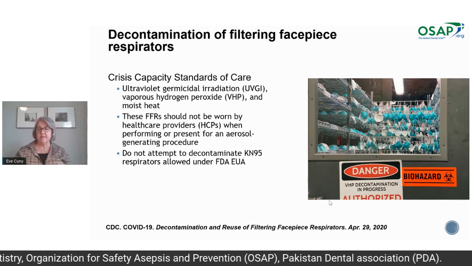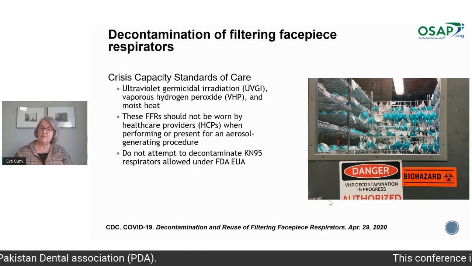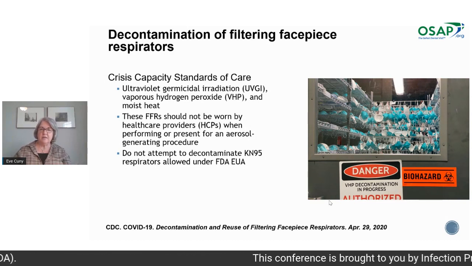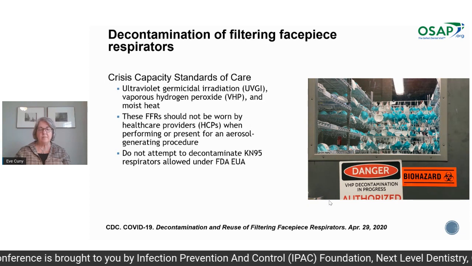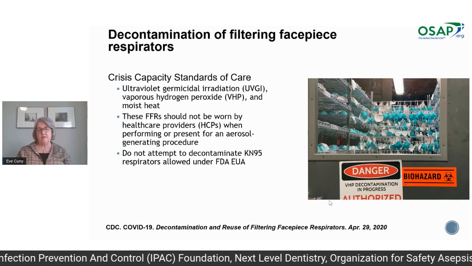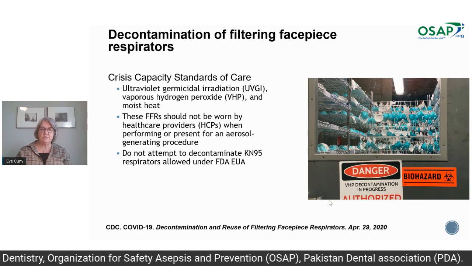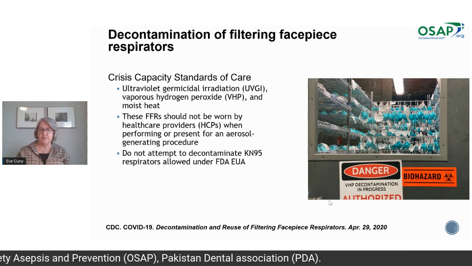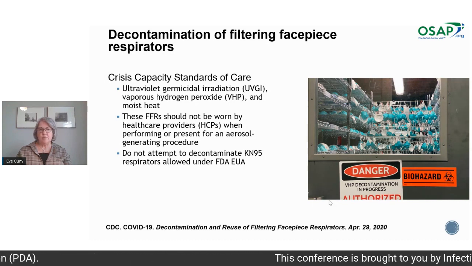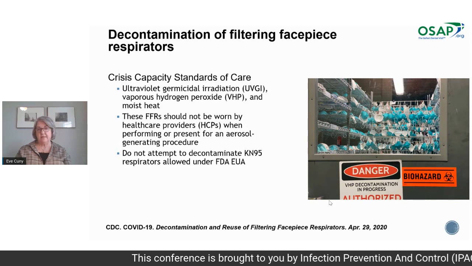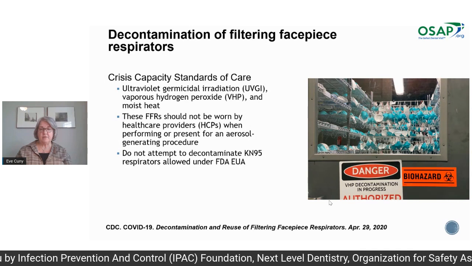If the demand is high and supplies are low and you need to keep treating patients, then you take these types of measures because they are definitely a compromise. They're not the highest level of safety that we could provide. But what they've looked at and found is that there are 3 possible methods of decontamination that may be effective, and that's ultraviolet germicidal irradiation called UVGI, vaporous hydrogen peroxide, and a certain type of moist heat. Not a typical autoclave that we use; that would not be considered appropriate for filtering facepiece respirators.